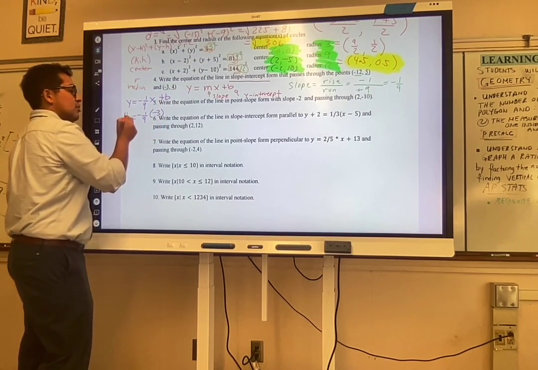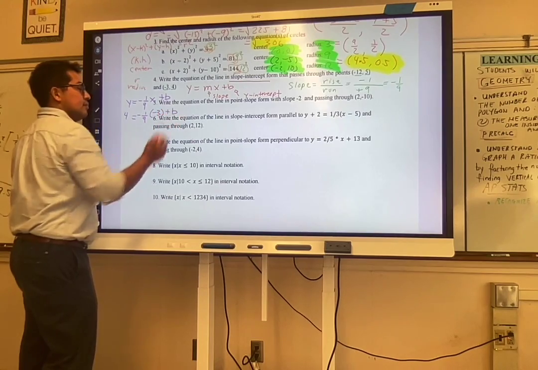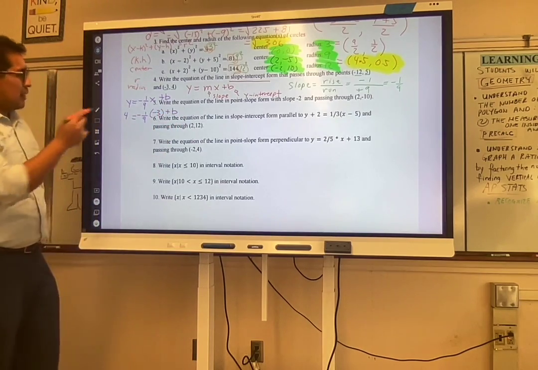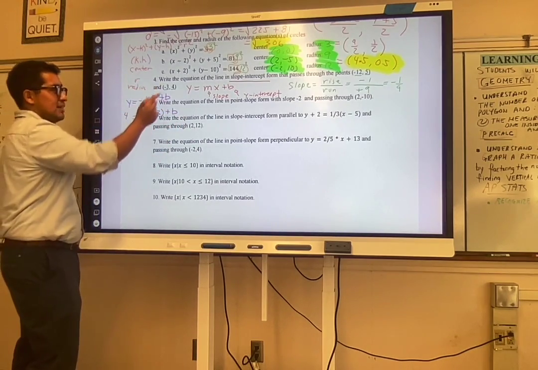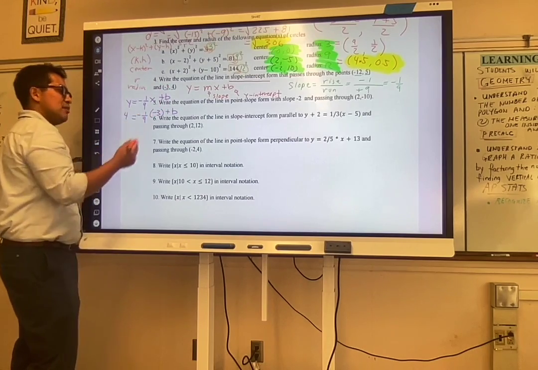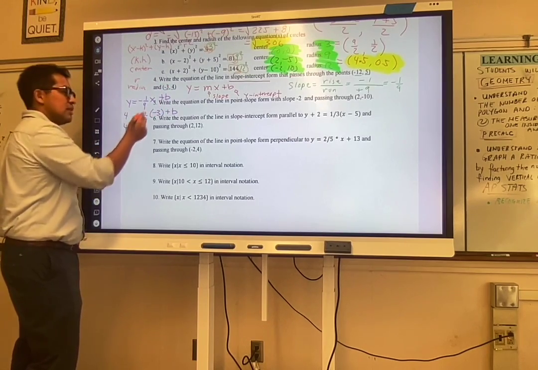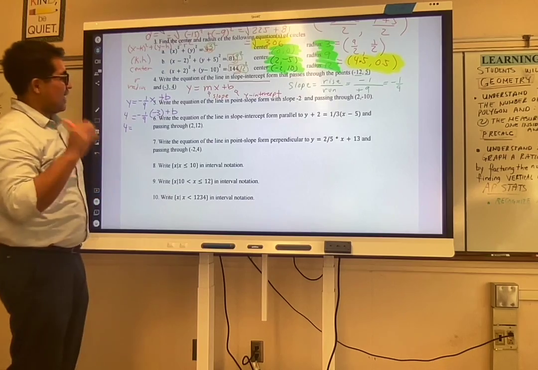Y is positive 4. Okay, and so I make this new equation. I just plugged in negative 3 where x is, 4 where y is. And let's simplify this a bit. I'm saying that 4 equals negative a ninth times a third.